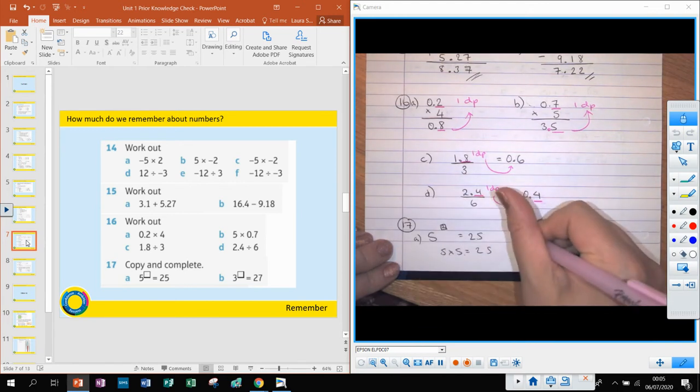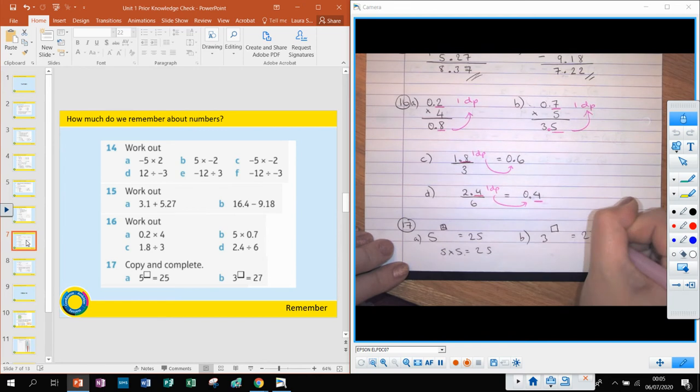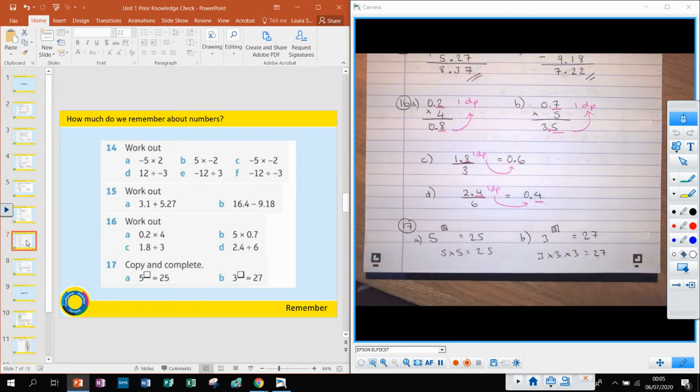And for part B, we have 3 to the power of something equals 27. Well, 3 times 3 times 3 is equal to 27. So that's 1, 2, 3. 3 to the power of 3. So our answer should have been 3. Well done.